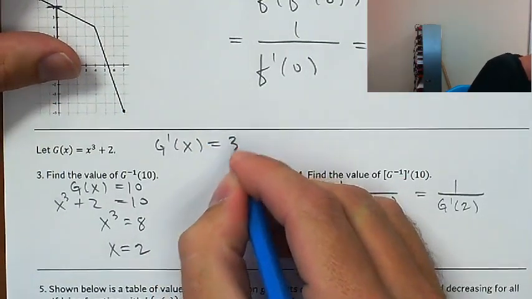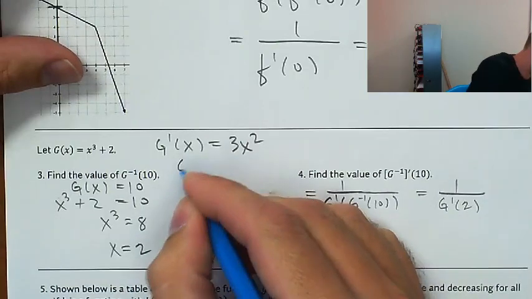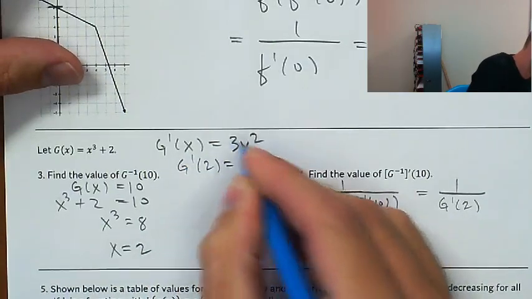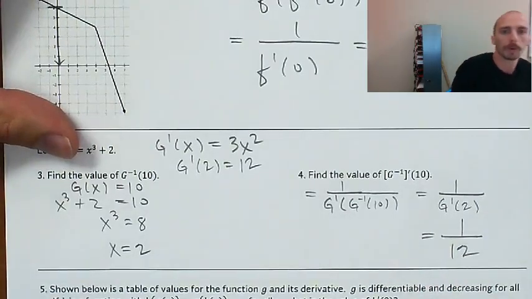1 over g prime of 2. So I just got to figure out what g prime of x is. Okay, g prime of x is 3x squared. And meaning g prime of 2 is going to be 3 times 4, which is 12. So this is 1 divided by 12.